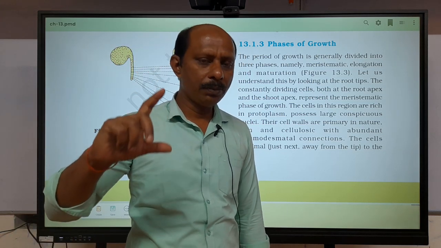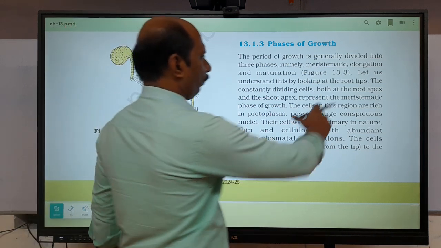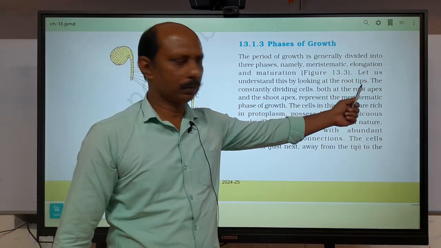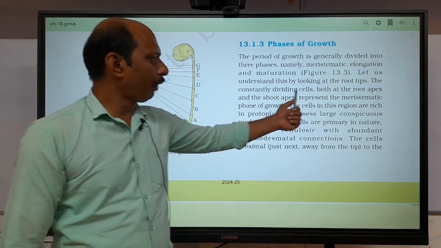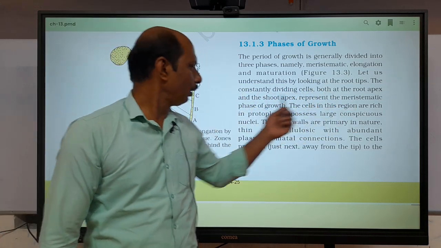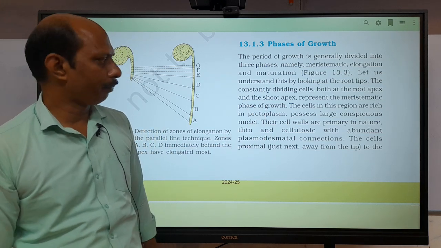We have three zones: meristematic zone, elongation zone and maturation zone, right. If you remember this, then let us understand it by looking at the root tips. The constantly dividing cells, both at the root apex and the shoot apex, represent the meristematic phase of growth, where new cells are continuously divided.